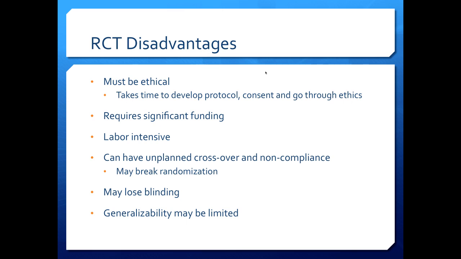Worse than the logistical nightmare, these trials may have unplanned crossovers and non-compliance which may break randomization. Blinding may be lost, as discussed above. Finally, if the inclusion and exclusion criteria of your study are too strict, the generalizability may be limited. For example, if you limit your study to left-handed men from 20 to 25 years of age, it's unlikely you will be able to generalize your findings to the full population.